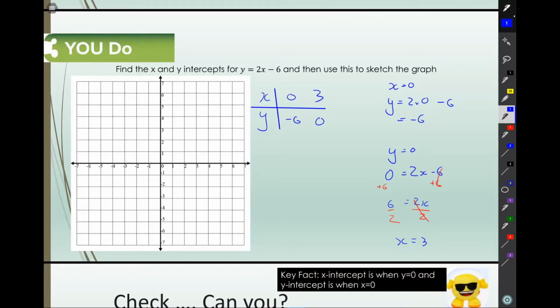Okay, so now we're using these points. We're going to plot them on our number plane over here. (0, -6). Sorry, that grid is a little confusing. The points are off the grid line. I'm going to put the point on the grid. And x equals 3, y equals 0. That's this point here. And now we've got our line that goes through those 2 points. And there we go. We've sketched our graph using the x and y intercepts.